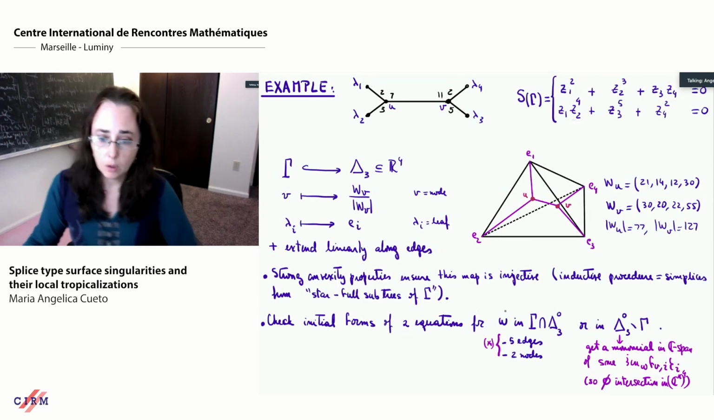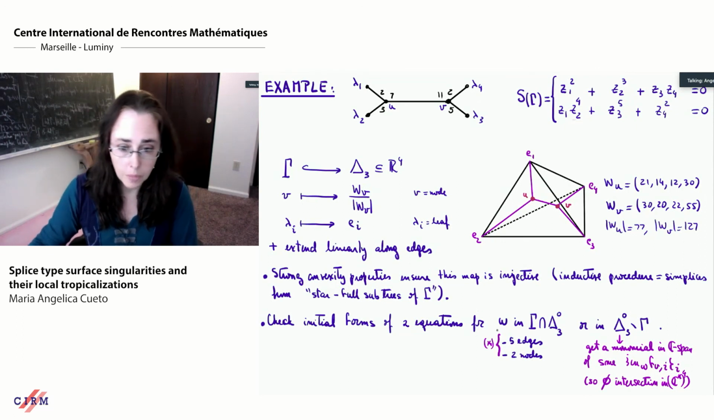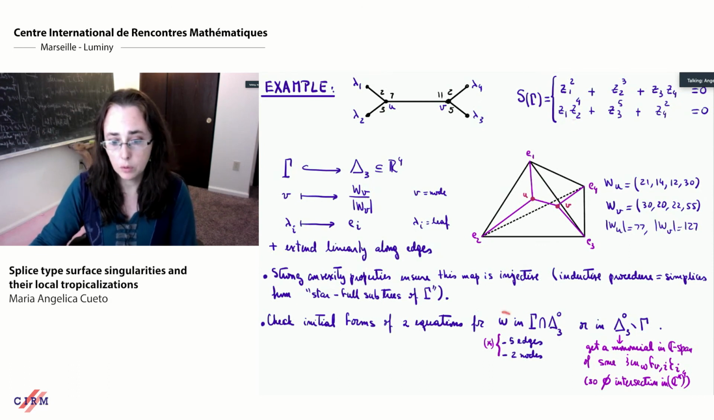Then if we want to compute actually what the initial forms are, in this case, we will have to consider two types of weights. So one is going to be the weights coming from points on the graph, in the relative interior of my simplex. And then I'm going to have weights in the complement of the graph.